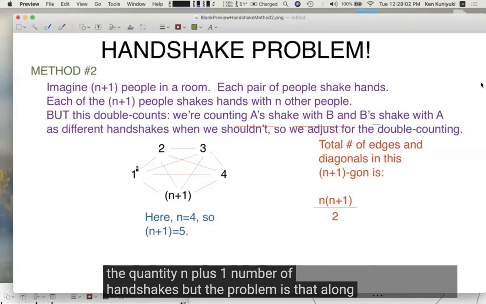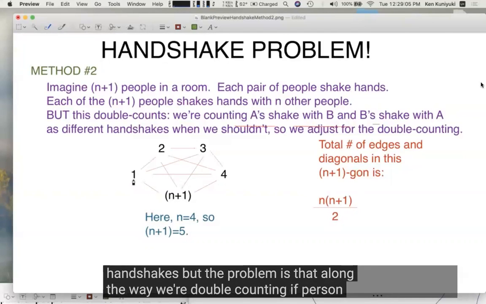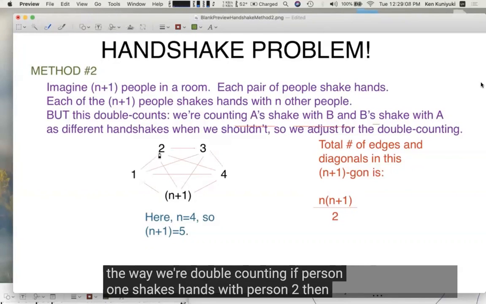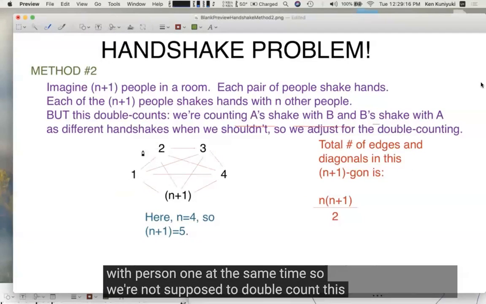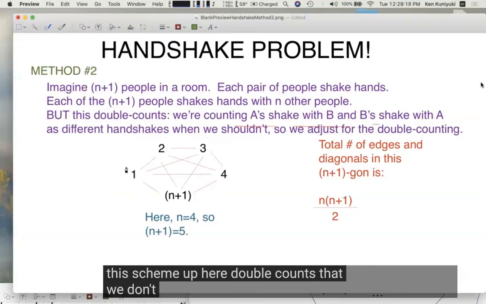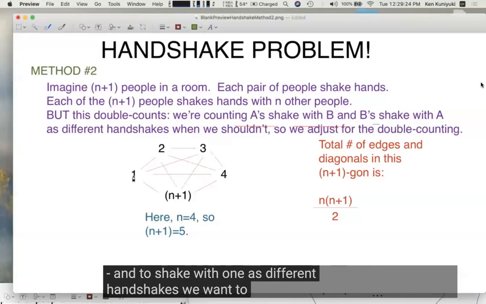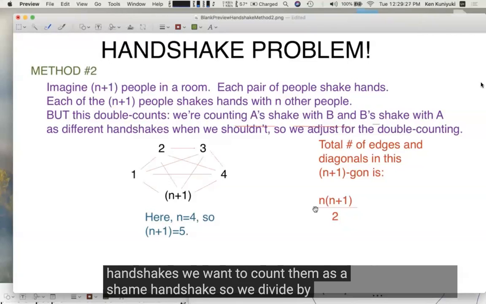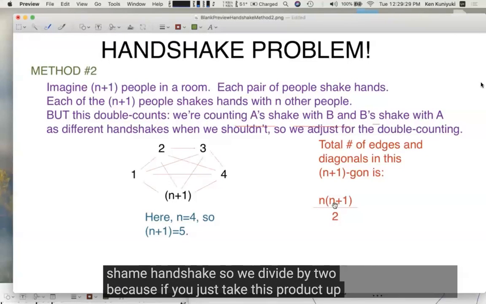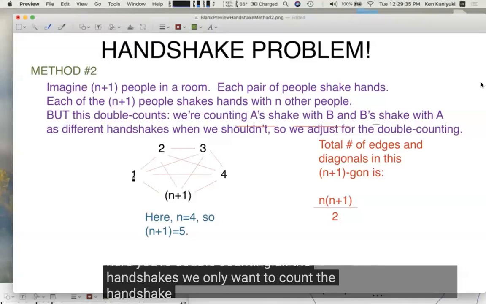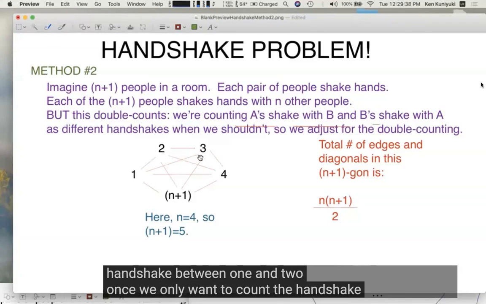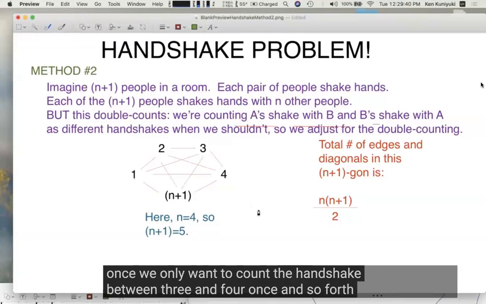But the problem is that along the way, we're double counting. If person 1 shakes hands with person 2, then person 2 has shaken hands with person 1 at the same time. So we're not supposed to double count this. This scheme up here double counts that. We don't want to count 1 shake with 2 and 2 shake with 1 as different handshakes. We want to count them as the same handshake. So we divide by 2. Because if you just take this product up here, you're double counting all the handshakes. We only want to count the handshake between 1 and 2 once. We only want to count the handshake between 3 and 4 once, and so forth.